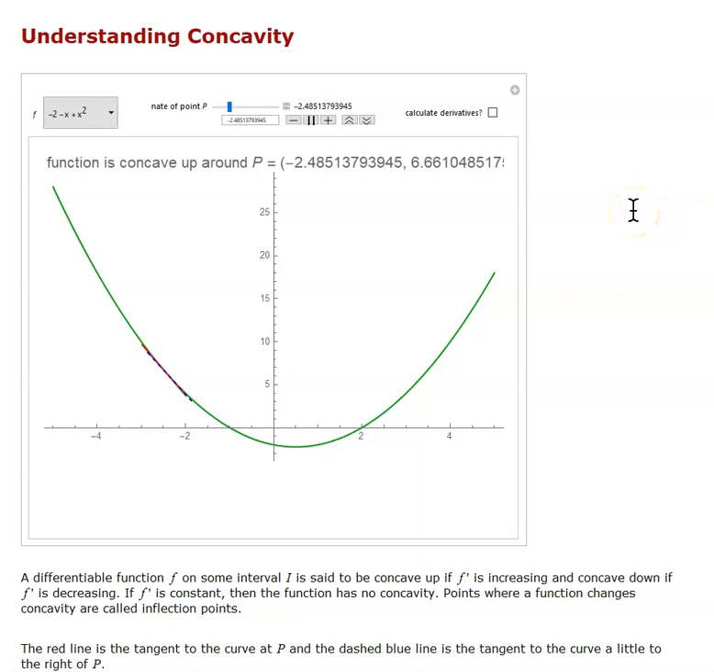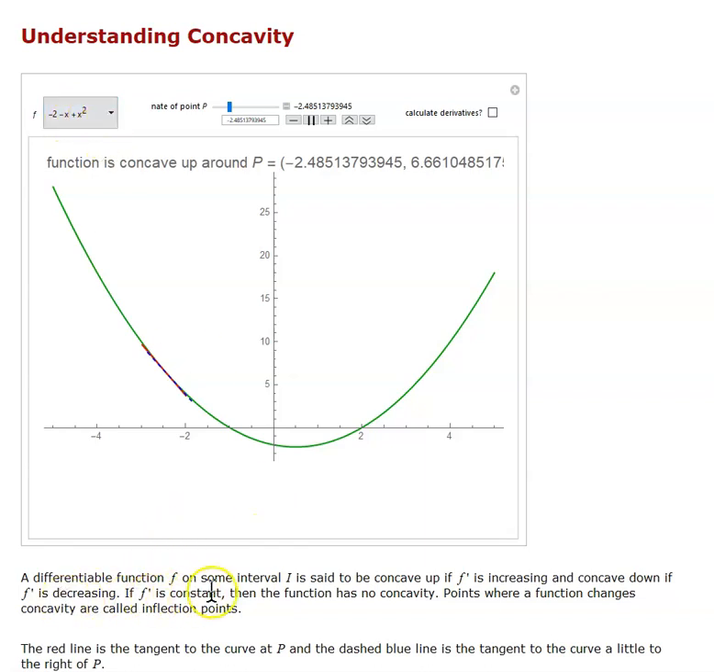Welcome. Let's take a look at trying to understand what concavity is, what it represents, and how we might determine whether a function is concave up or concave down. So we have a function here. Our function is -2 minus x plus x squared.